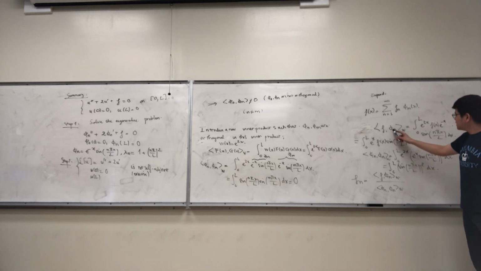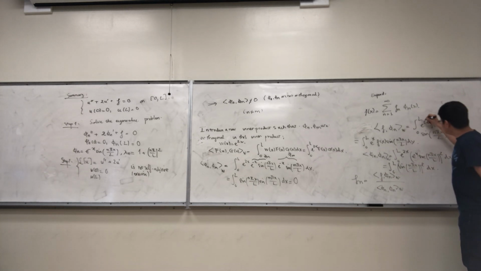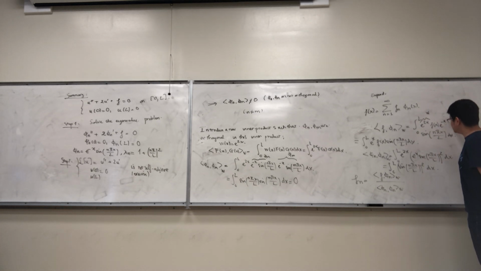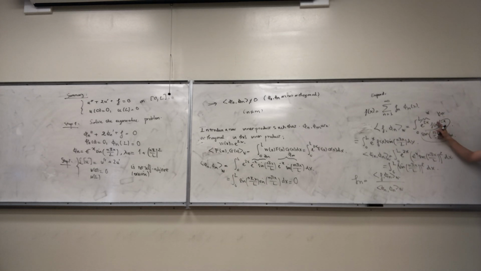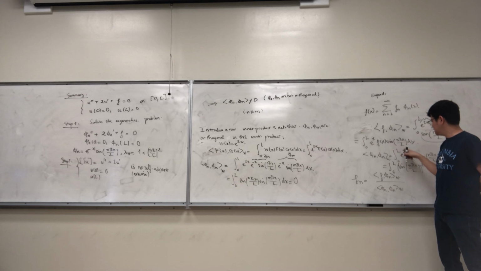So f times phi n in this inner product with weight will be the integral from 0 to L. So this is w, this is f and this is phi n. So you have w times f times phi n. I cancel exponential 2x and e to the x, and I have e to the x times sine of n pi x over l dx.